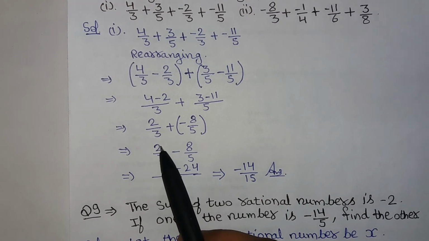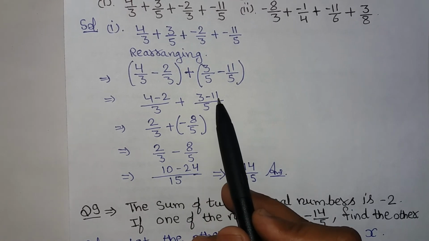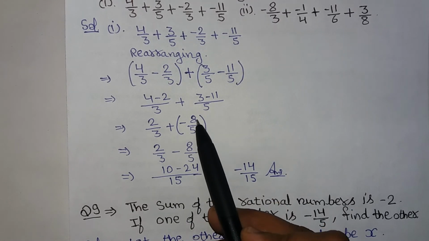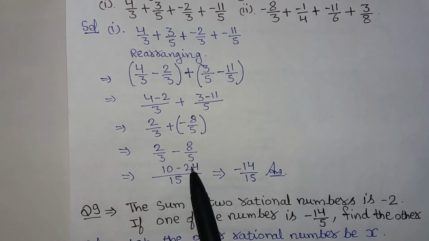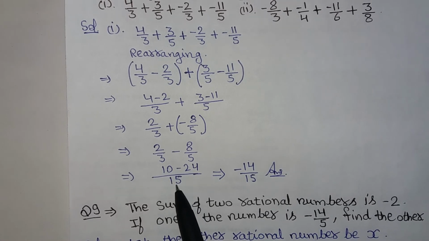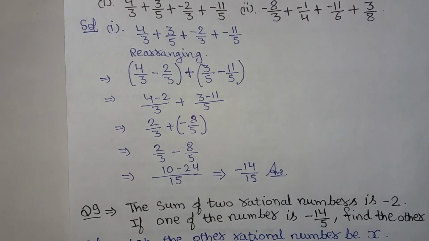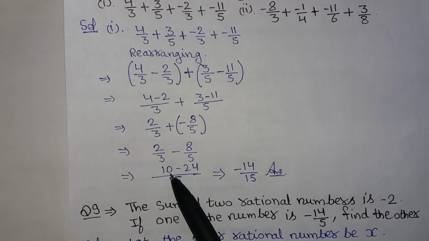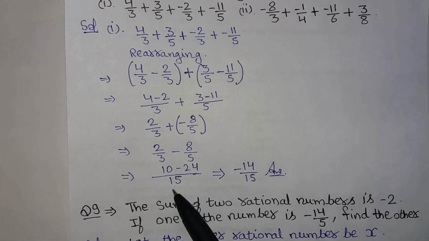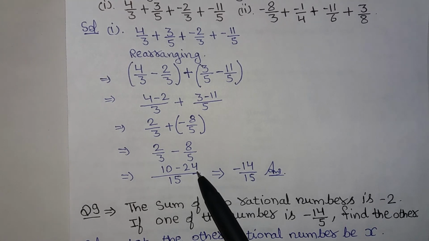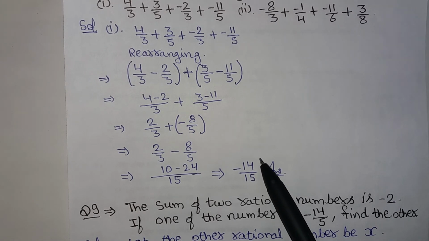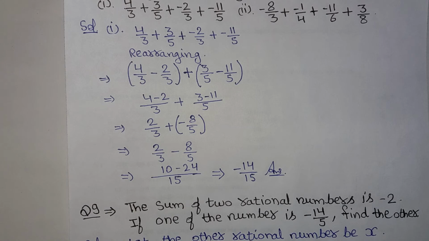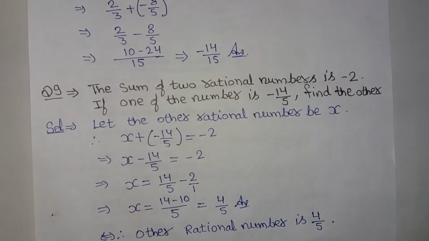4 minus 2 will be 2 upon 3 plus 3 minus 11, which will be minus 8 upon 5. So here 2 upon 3 minus 8 upon 5. Taking the LCM of 3 and 5, it will be 15. Now 15 divided by 3 is 5, and 5 into 2 is 10. Now 15 divided by 5 is 3, and 3 into 8 will be 24. So 10 minus 24 will be minus 14 upon 15. So minus 14 upon 15 will be the answer.